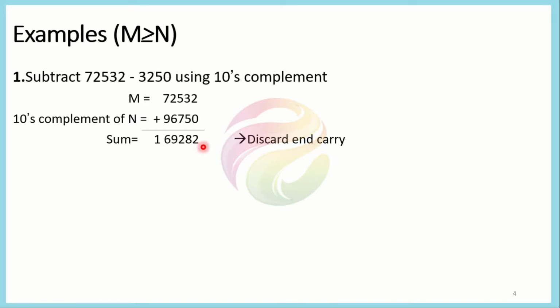This will result in this, because for the last column, when we add them column wise, 7 plus 9 gives 16. So the next one will be the carry, the end carry here. If we have m greater than n, as we discussed in the last slide, we will just ignore the end carry, or you can say discard the end carry, and the remaining part will be our result. So in this case, our result is just 69282. If we subtract both these numbers, we get this result.